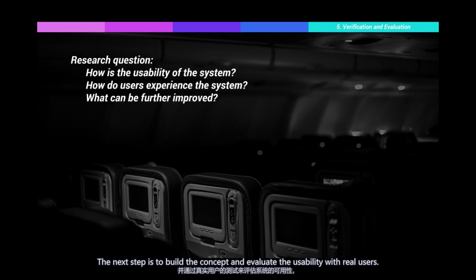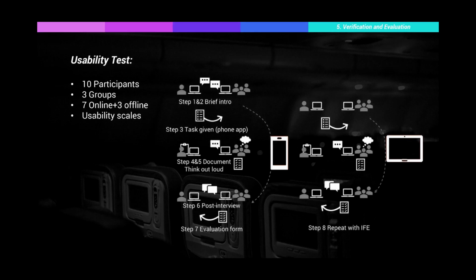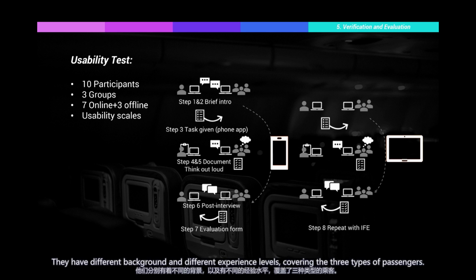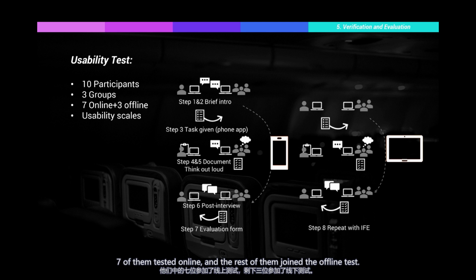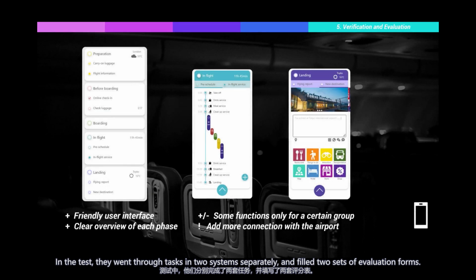The next step is to build the concept and evaluate the usability with real users. How do they experience it and what can be further improved? Then I built a high-fidelity prototype and tested it with 10 participants. They have different backgrounds and different experience levels, covering those three types of passengers. 7 of them tested online, and the rest joined the offline test. In the test, they went through tasks in 2 systems separately and filled 2 sets of evaluation forms.